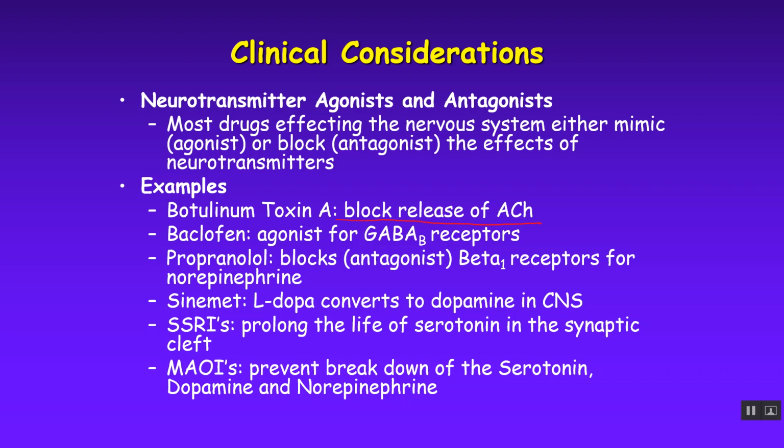Beta blockers like propranolol block beta-1 receptors of norepinephrine, which then helps to decrease blood pressure and heart rate and those kinds of things. Sinemet is a drug given to Parkinson's patients. It's made up of what's called L-DOPA, which is able to get through the blood-brain barrier, and once it's in there, L-DOPA is then converted to dopamine.